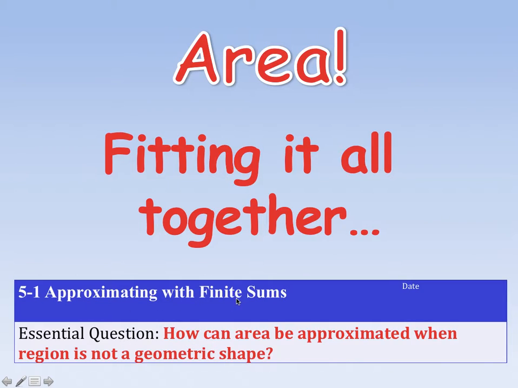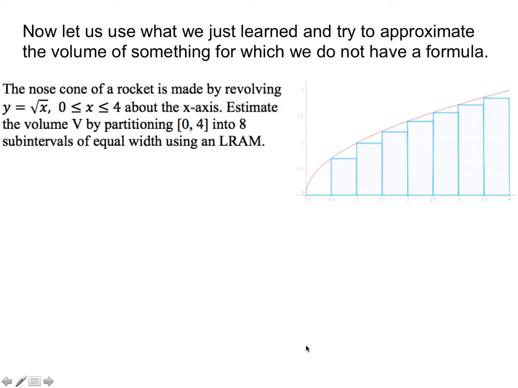We're still approximating with finite sums. In other words, we're adding, because that's what the word sum means, we're adding a certain number of rectangles together. And so our essential question is still the same. And so we're going to try something for which we don't exactly have a formula again.